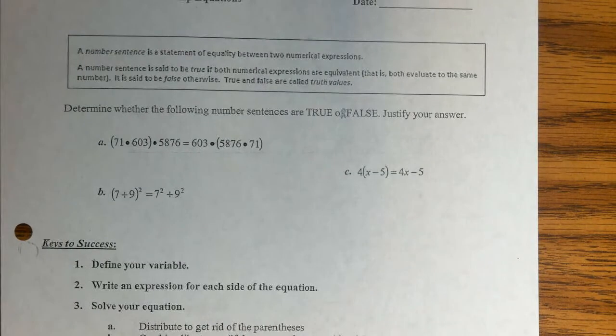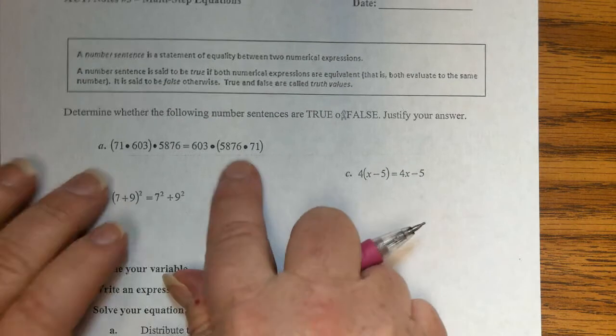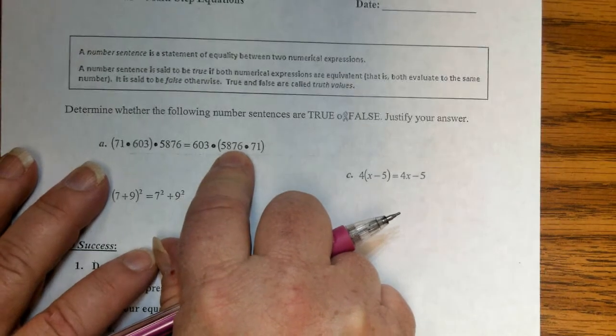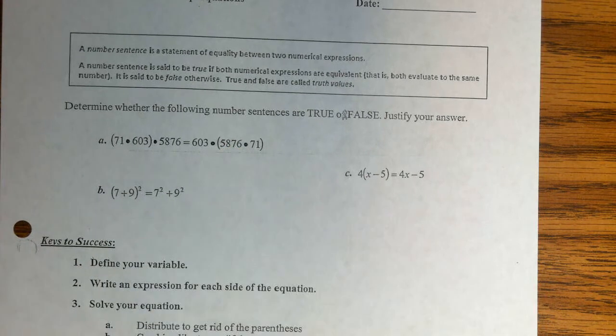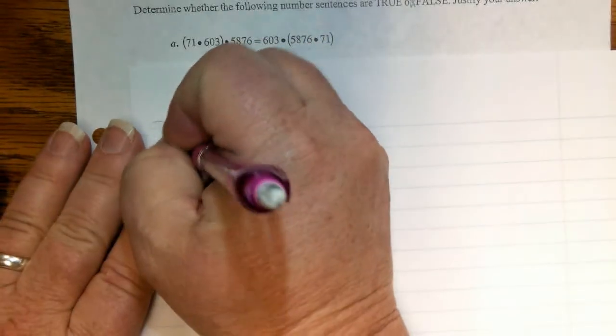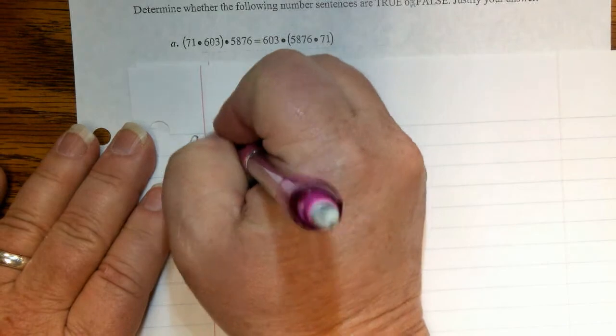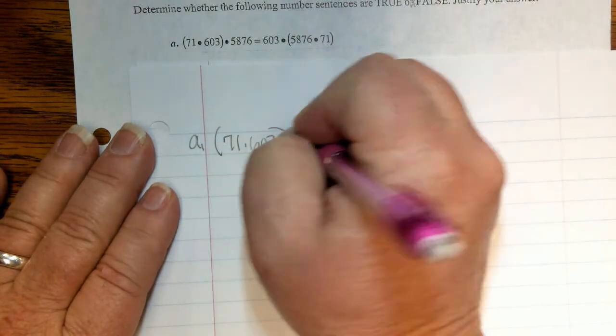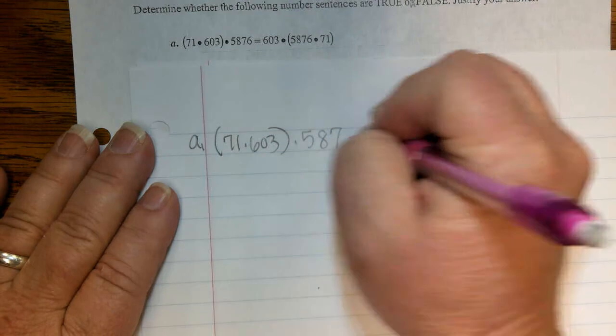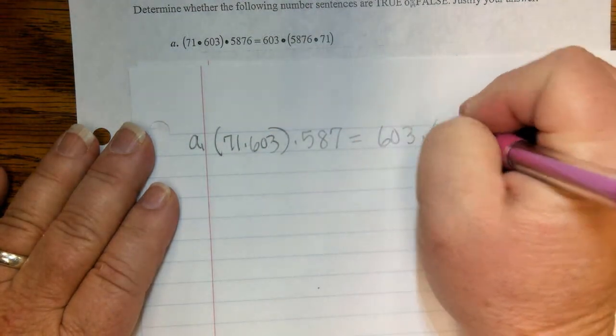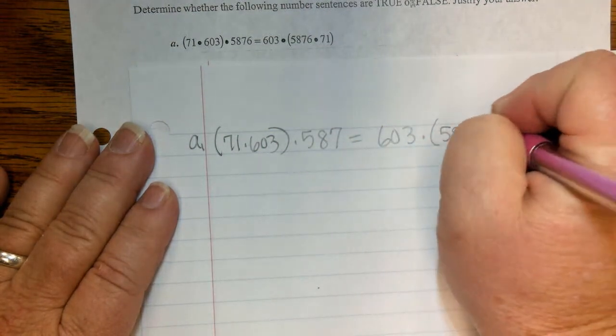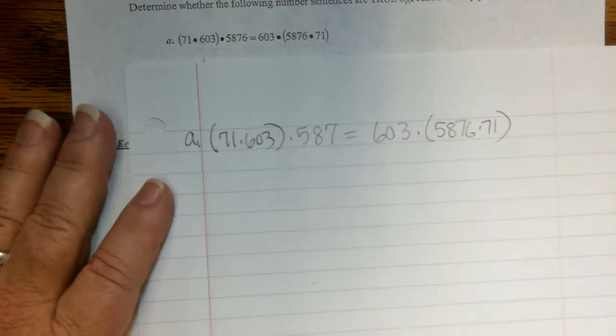Justify your answer. So, what would we do here PEMDAS-wise? Okay, we're going to take a separate piece of paper because obviously this is going to be a lot more work than just one little thing. And no, you can't just put it in your calculator. But what we can do is do this. I can do 71 times 603 times 587 is equal to 603 times 5876 times 71.